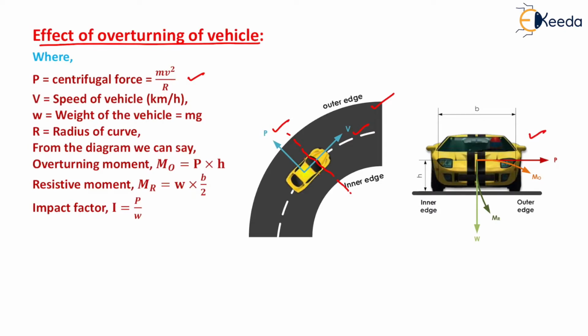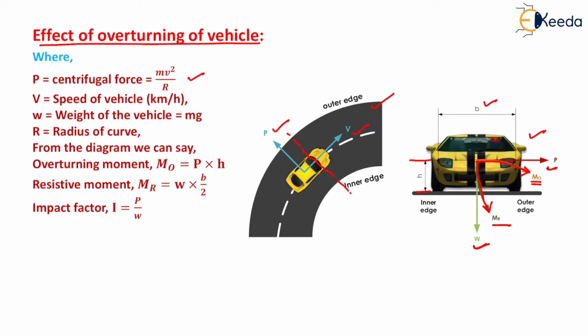This is the width of the vehicle, that is b, and this is the height, small h. Now suppose the vehicle is moving on a horizontal curve. Due to the movement on the horizontal curve, there will be an outward force known as centrifugal force acting in the outward direction like this, and the weight of the vehicle, W, will be acting in the downward direction. Due to this centrifugal force P, there will be an overturning moment, M naught, and due to this weight W, there will be a resisting moment, Mr, acting opposite to the overturning moment.